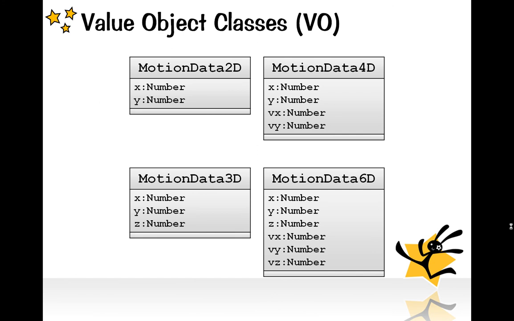Here are some other value object classes simply for storing vector data. And actually, MotionData2D and MotionData3D are lighter versions of the Vec2D and Vec3D classes. As you can see, they also define properties for storing X, Y, and Z components, but they don't define any methods to perform vector operations. So these are lighter classes to use. On the right side are MotionData4D and MotionData6D. MotionData2D and 3D only store 2D and 3D values, which can be used to represent position or velocity. If you want to represent velocity and position at once, you can use MotionData4D and 6D.